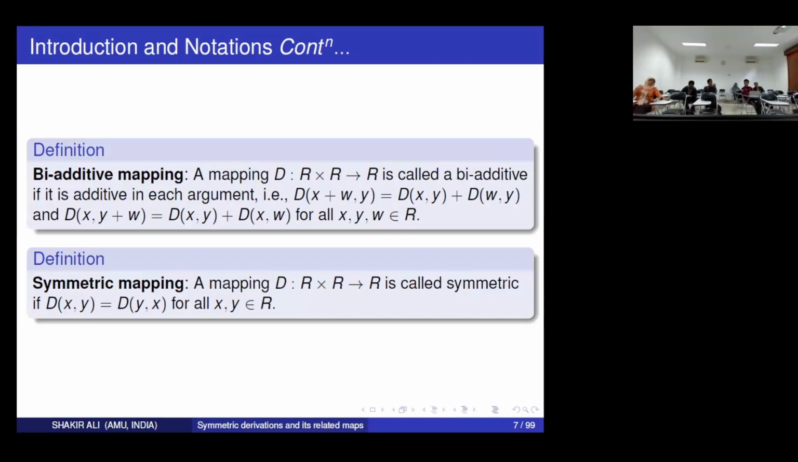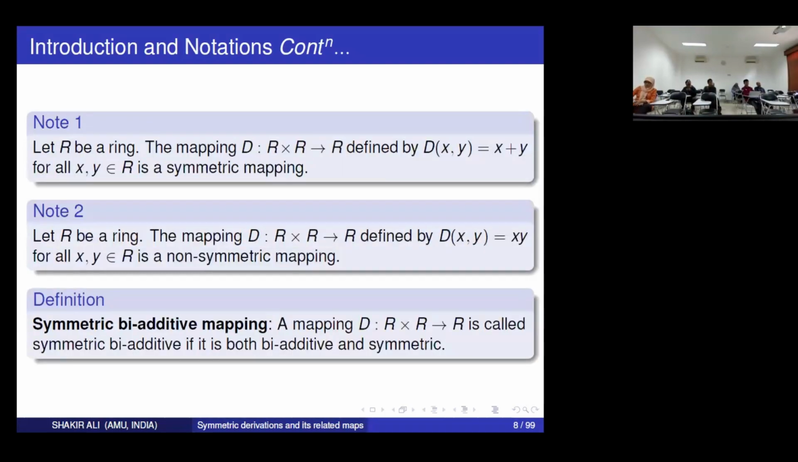This biadditive mapping is something like bilinear. If we have an algebra, then definitely we call it linear. Because we are just talking about rings, we just delete the term linear, so we don't need linearity. However, if we are talking about an algebra, then definitely it is bilinear, meaning linear in both arguments.